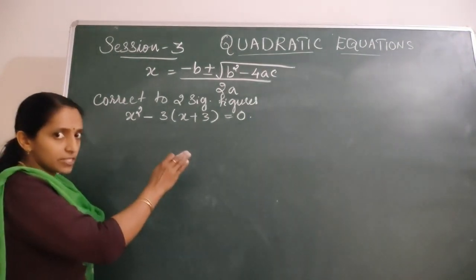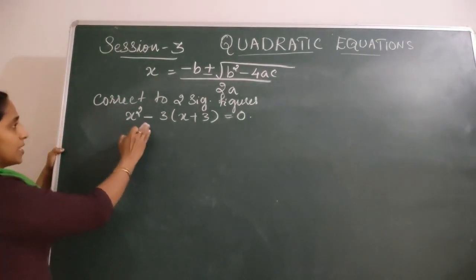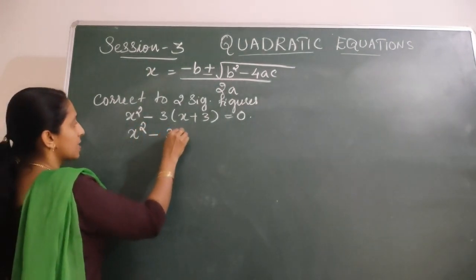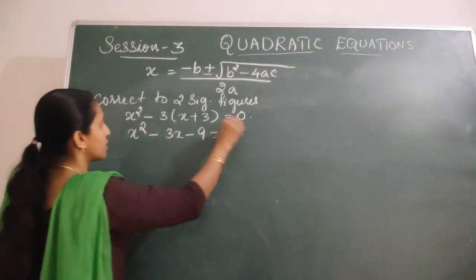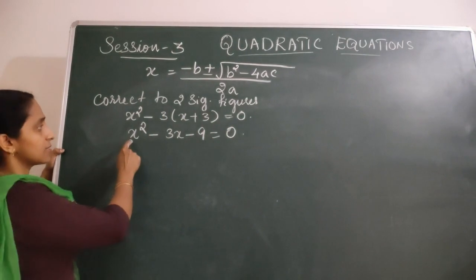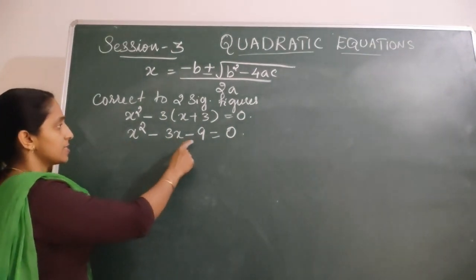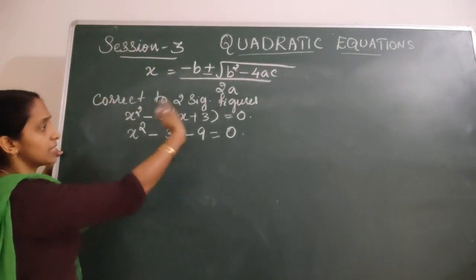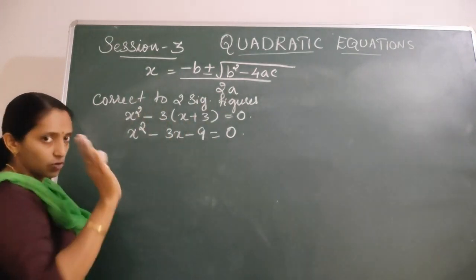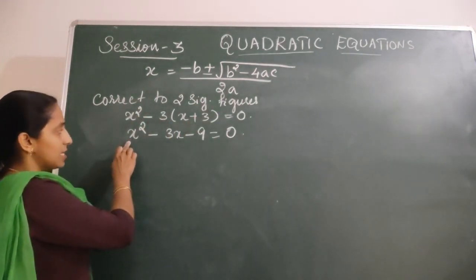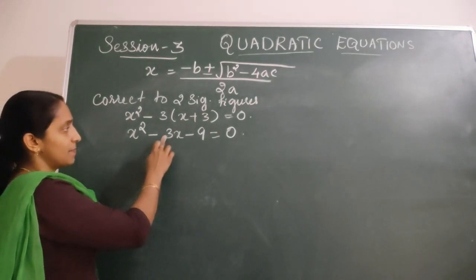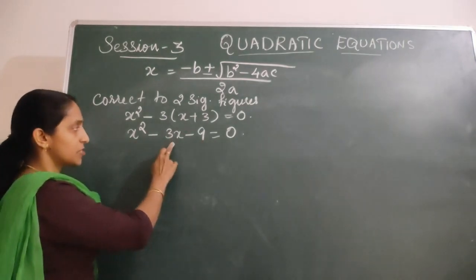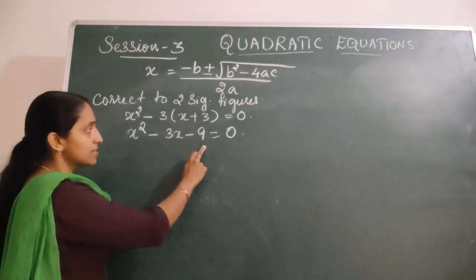Okay? It's not in the standard form. So first of all you have to make the equation in the standard form. The standard form comes as x square minus 3x minus 9 equal to 0, after removing the brackets. It's not compulsory that you write out what A, B, C are, but you will find them: A is 1, B is minus 3, and C is minus 9.